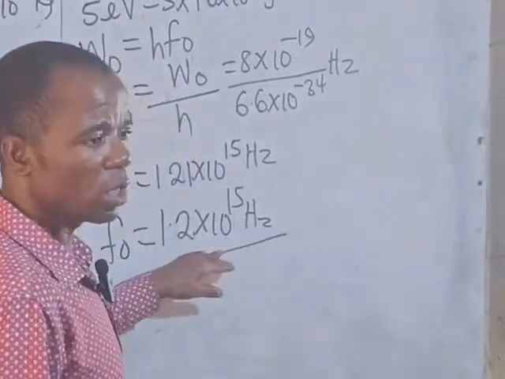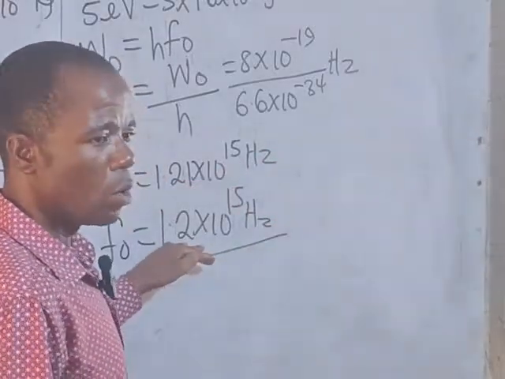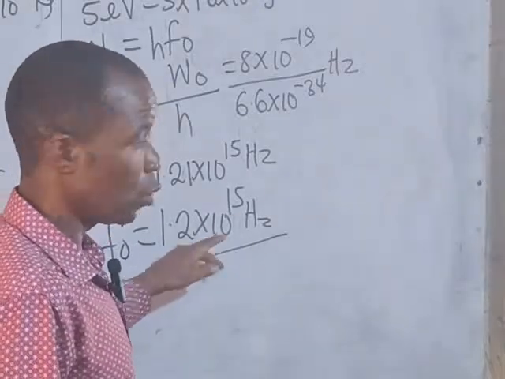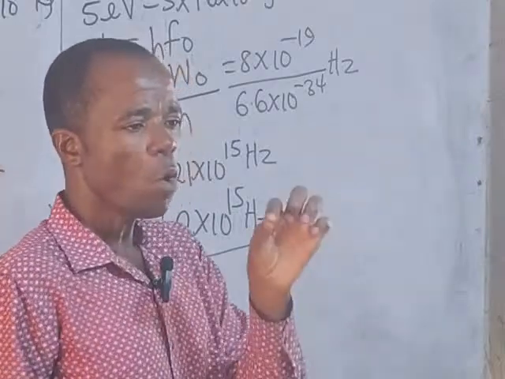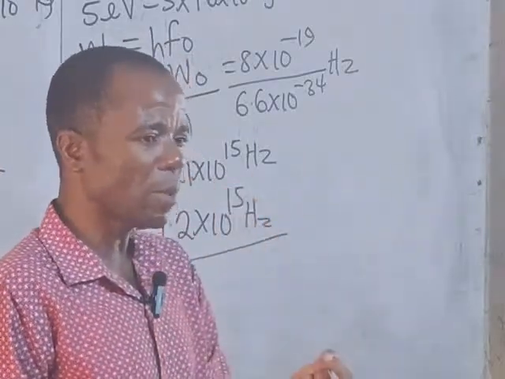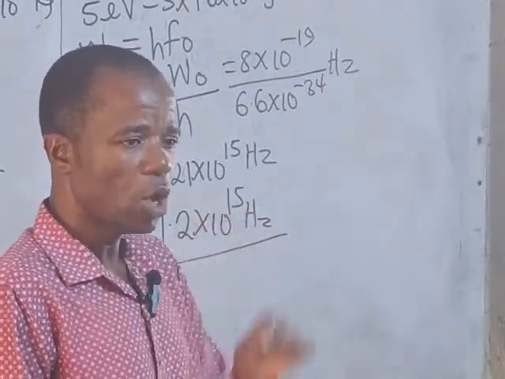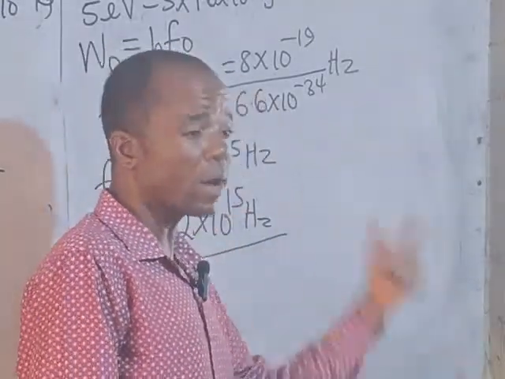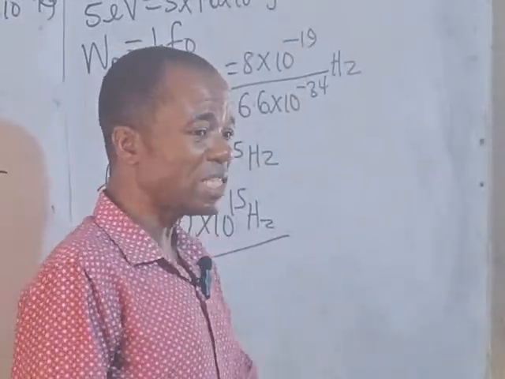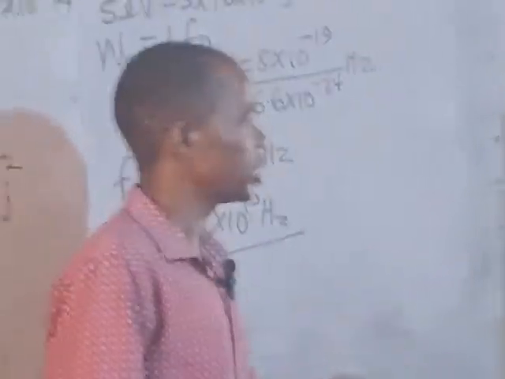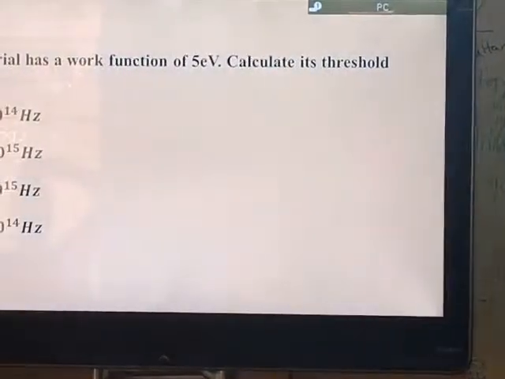So a light of this frequency can eject electrons from the surface of this metal, but any light of frequency lesser than this will not be able to eject electrons from the surface of a metal. So in simple terms, work function is the minimum, the lowest amount of energy that is required to eject electrons, to remove electrons from the surface of a metal. When you have energy equal to or greater than the work function, then electrons will be ejected. But when you supply an energy lesser than the work function, no electrons will be ejected. So please, let's take note of that.